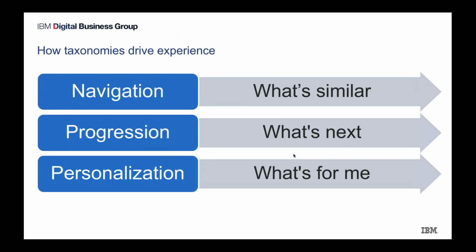So if we look at how taxonomies actually drive the experience, I mentioned earlier, there's navigation, which I'm thinking of as mostly answering questions about what's similar. So given where you are, what else are you likely to be interested in on the same topic? And then progression: if you've read or viewed this, what's the next thing you're likely to be interested in? So the one is parallel, the next is progression, and then personalization really combines those two and says, based on what we know about you as an individual, what can we suggest as your next experience?